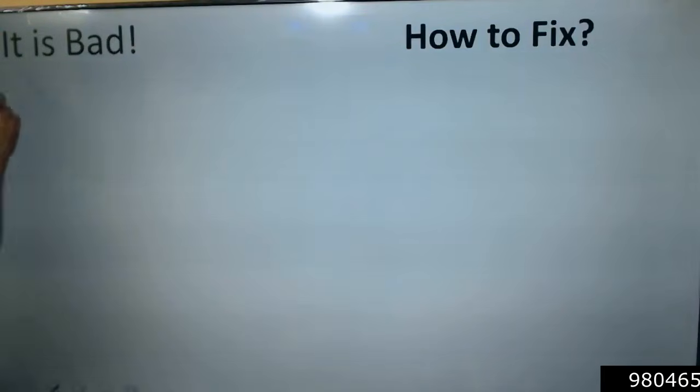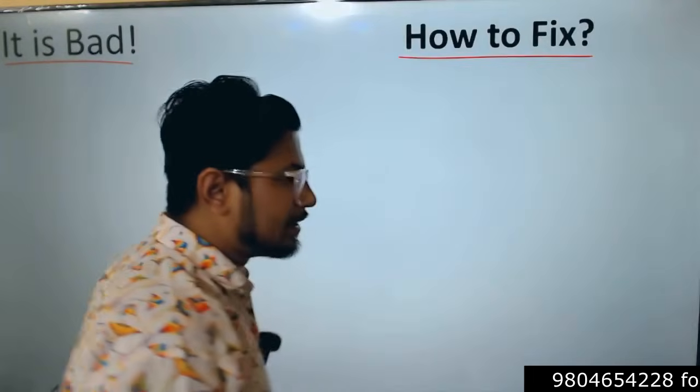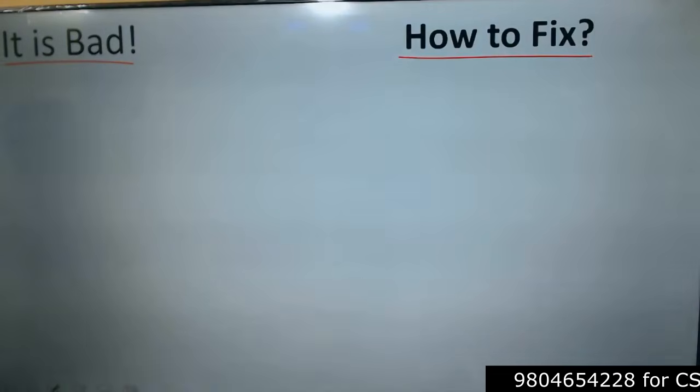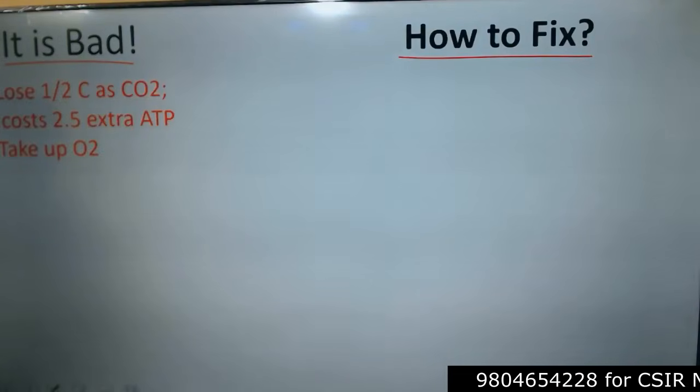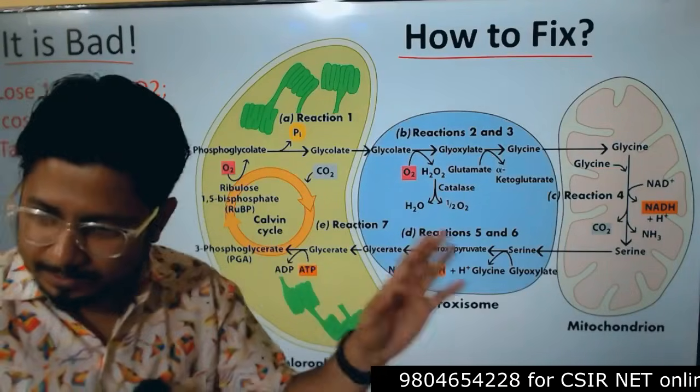Now, we know it's bad. So how to fix it? It's bad for the plants, so obviously bad for us. How to fix it? How do plants fix it? Now, plants fix it via a separate pathway. It's a complicated series of steps.